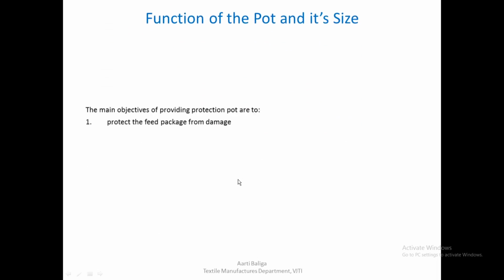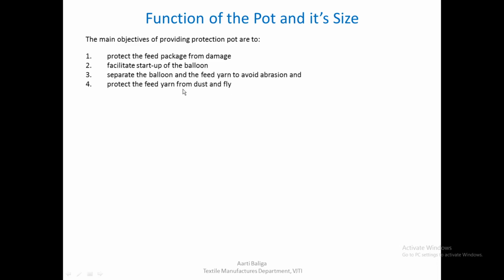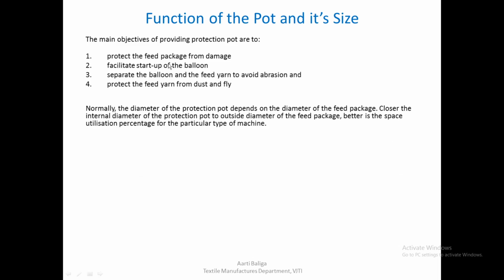So function of the pot and its size. The main objectives of providing the protection pot are to protect the feed package from damage, facilitate startup of the balloon, separate the balloon and the feed yarn to avoid abrasion, and also to protect the feed yarn from dust and fly. So this we have already seen. This is just a summary.